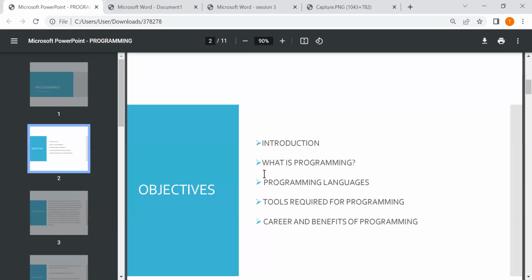Listen, the most important part of this lesson is that the end result of programming is a software. The output of programming is a software. It is the software that will help users in solving their problem.